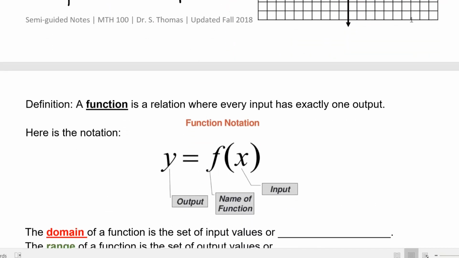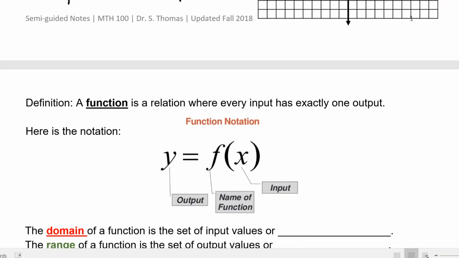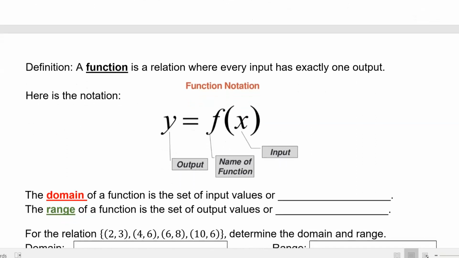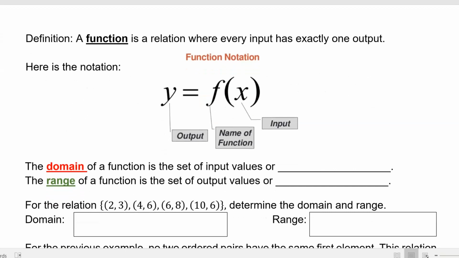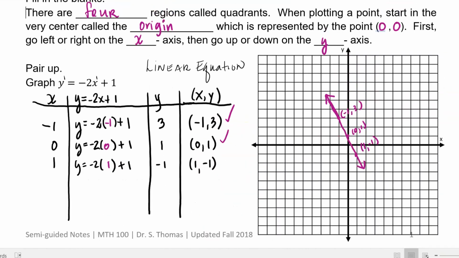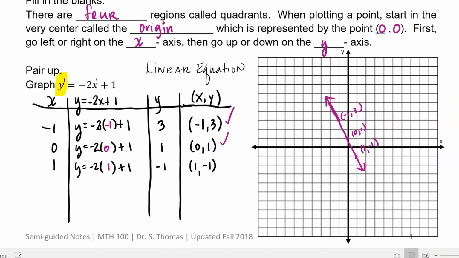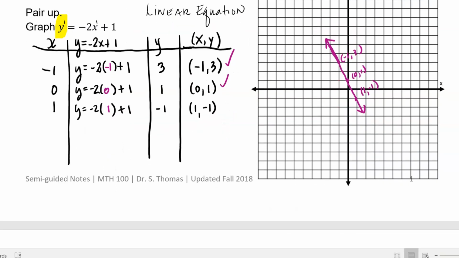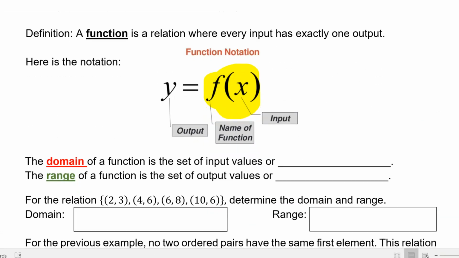Moving on, let's talk about what a function is. A function is a relation where every input has exactly one output. And the notation for function is f of x. So we have here f of x, and as you can see from this notation here, y is equal to f of x. So what you normally saw as y, for example, in the previous example, this y could be substituted with f of x because that is a function. In that case, that line there is a function.